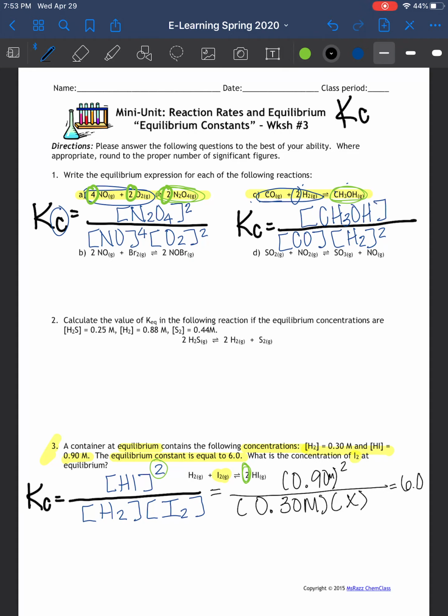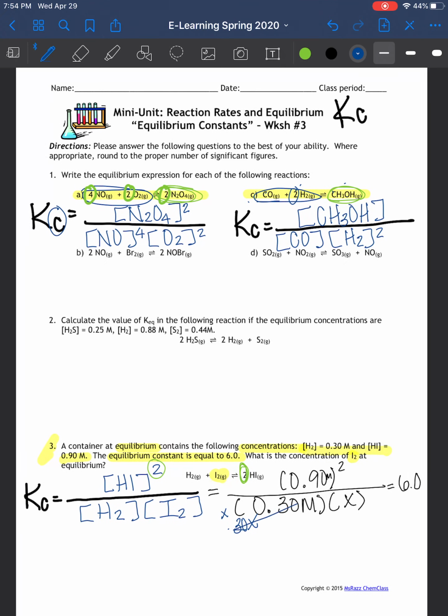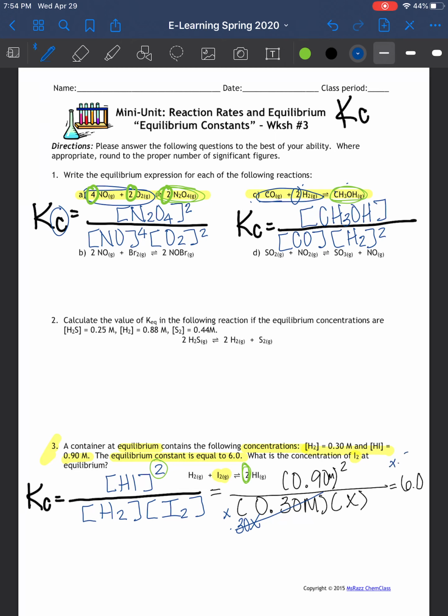Okay, and then we know the equilibrium constant is equal to 6.0. Okay, so my first step to solving for x is to move whatever is in my denominator to the other side. I do that by multiplying both sides by the reciprocal, which is 0.30x. So times 0.30x, that cancels out here, times 0.30x.